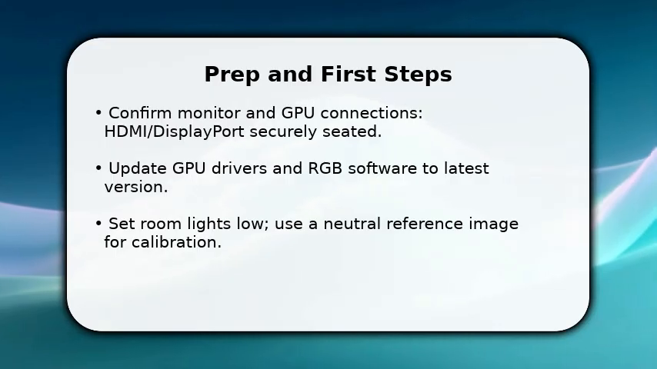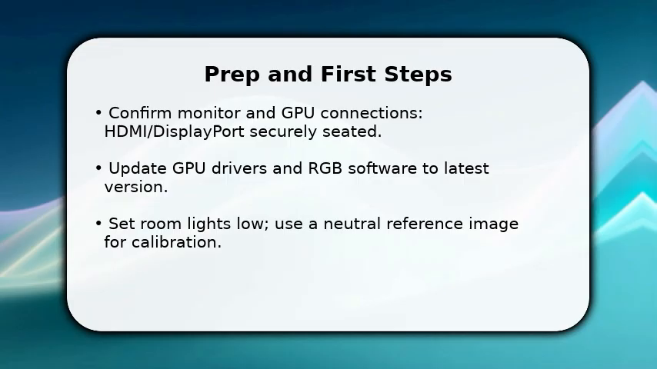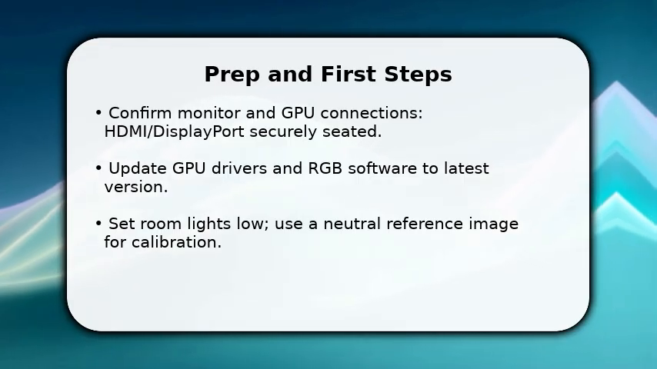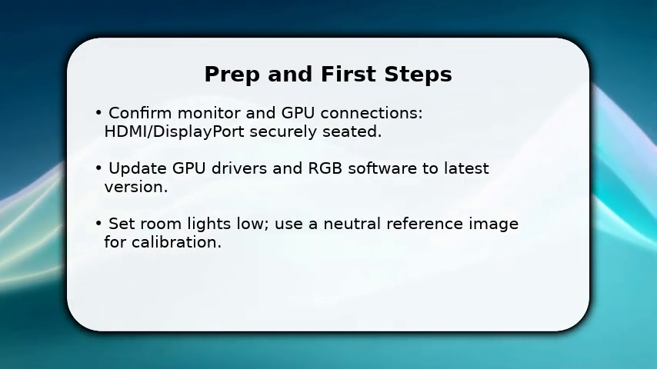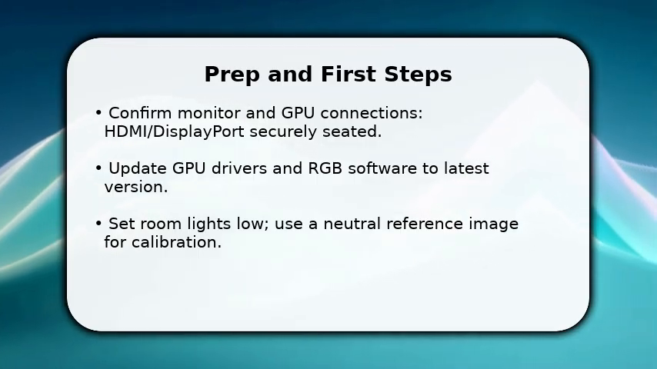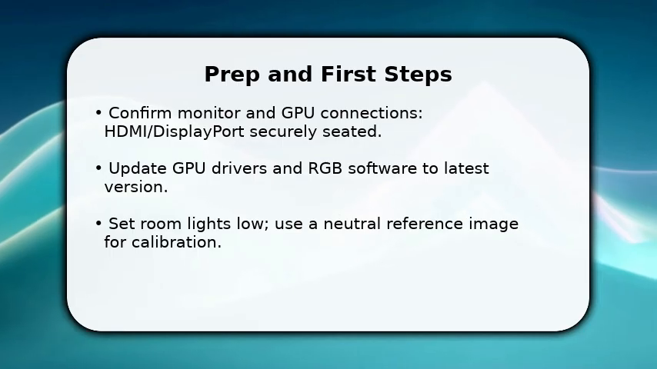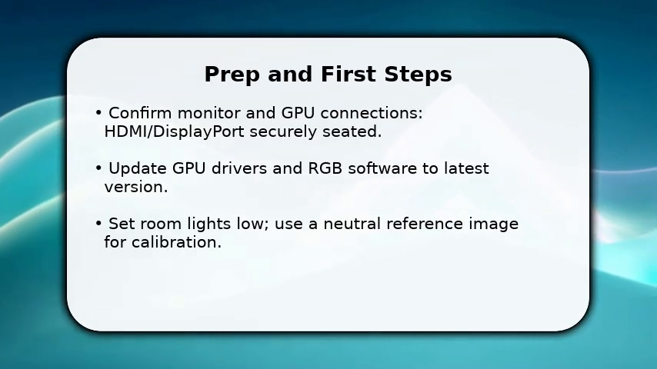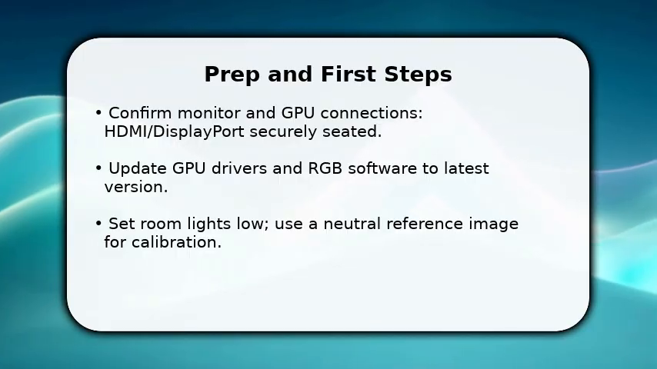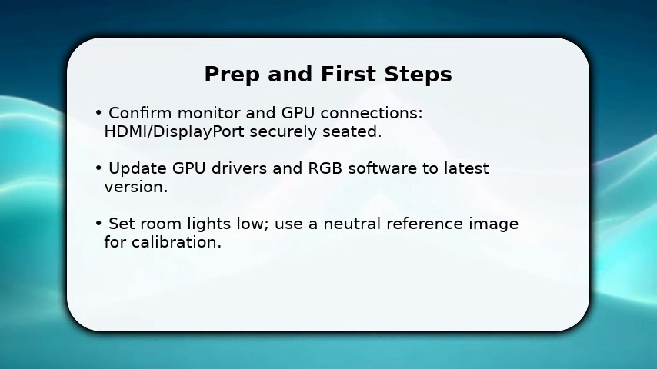You start by confirming core prerequisites: cables, drivers, and ambient light. Unplug and reseat the HDMI or DisplayPort now, then open your GPU control panel and update drivers and RGB apps. This prevents software conflicts. Once done, dim room lighting and load a neutral reference image or test pattern so you can see changes clearly.